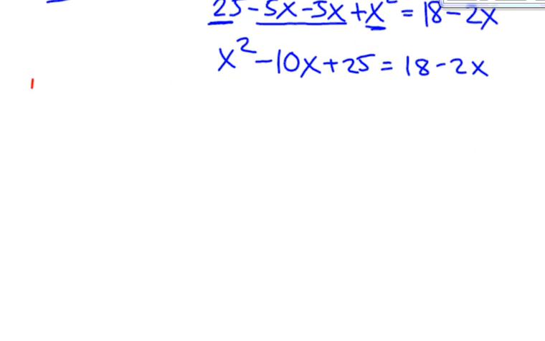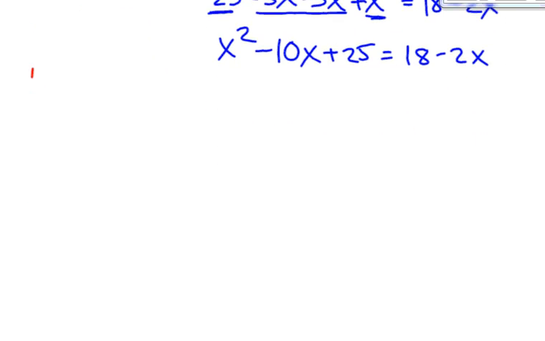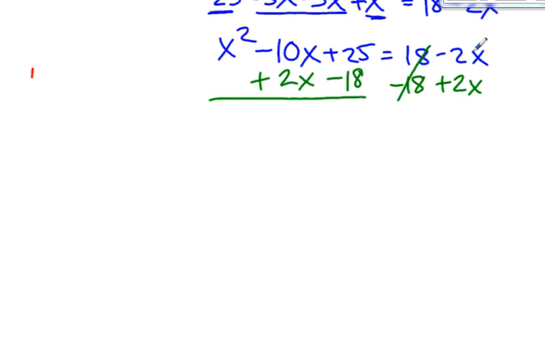So now I want to solve. So in order to solve, I'm going to have to subtract my 18 and add my 2x. So the 18 is a number, there's no x with it, so you're going to subtract that from 25. And you're going to add 2x to the negative 10x. All right, so now simplify that and you get x squared, negative 10 plus 2x is negative 8x. And then 25 minus 18 is plus 7, and that equals 0.